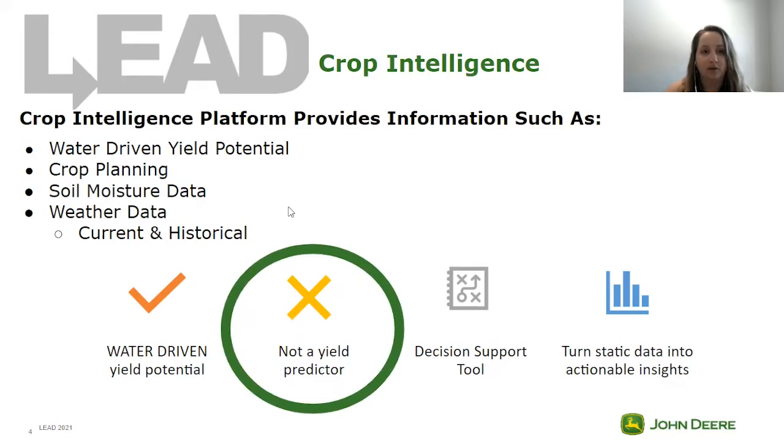It is very important to note that even though a water-driven yield potential number is given, and it may be plus or minus of your yield target, it is not a yield predictor. It is simply a tool to help make those agronomic decisions throughout the growing season. As we continue through the presentation, I'm going to touch on these in a lot more detail and show exactly what they look like on the site.